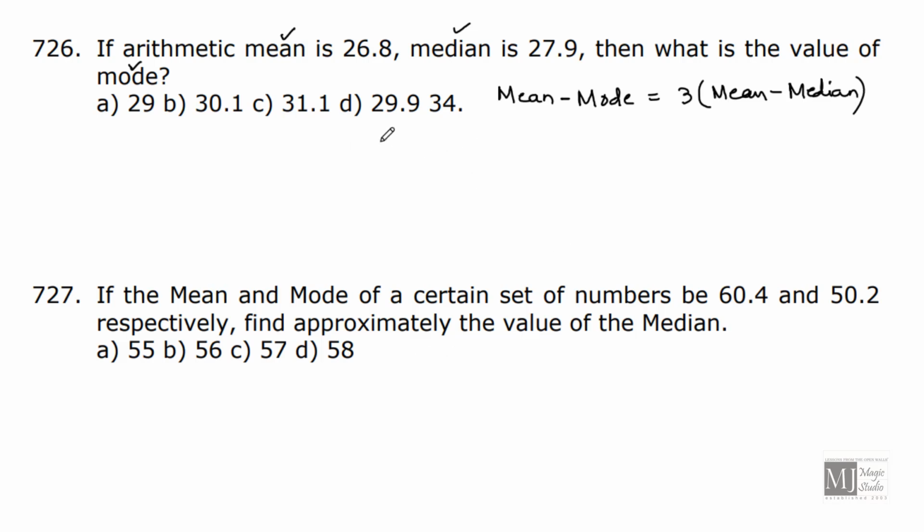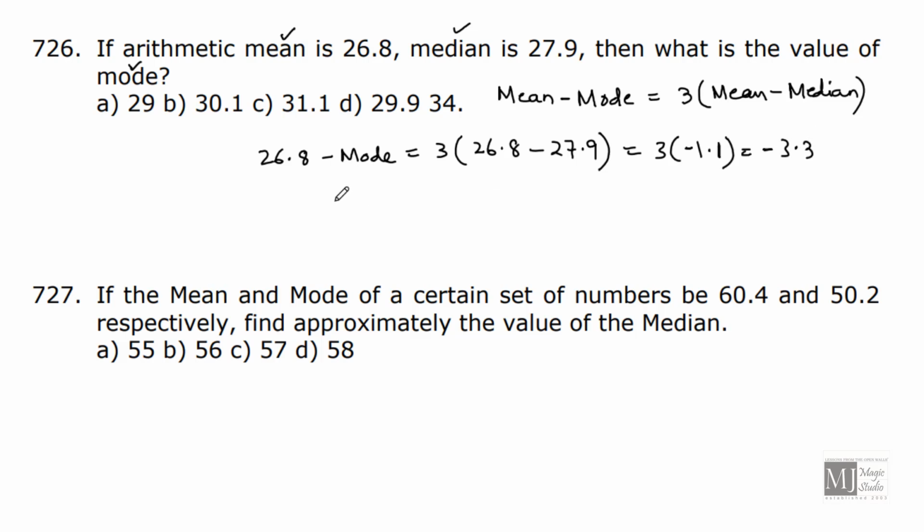So let's use it now. Mean is 26.8 minus mode equals 3 times 26.8 minus median 27.9. So this would be 3 into minus 1.1, that is minus 3.3. Therefore, mode equals 26.8 plus 3.3, 30.1, option B.